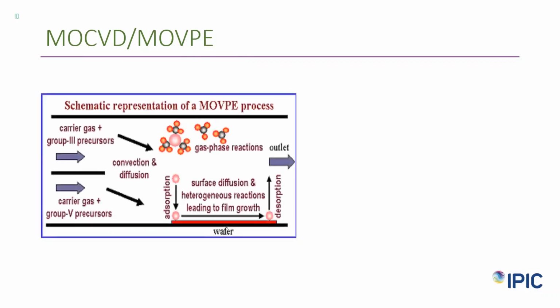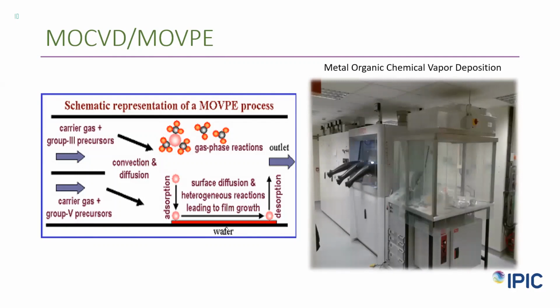In this schematic, you can see that the metal organics which are introduced are in gas form, and they come and react on the wafer surface. You can see different processes happening in parallel. This substrate is at a very high temperature, so there are multiple processes happening, and whatever is left over is removed from the output. This kind of process happens within the reactor on the right hand side, which is the metal organic chemical vapor deposition system housed at Tyndall.